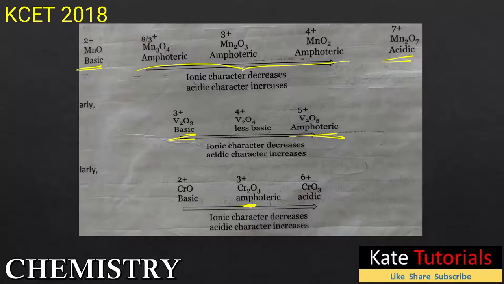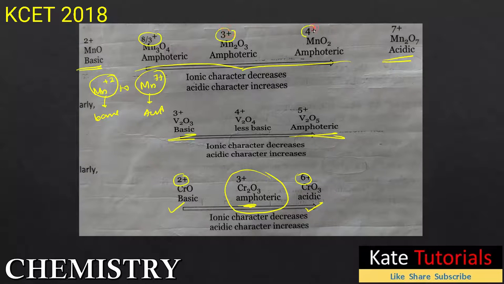So how have I remembered? Chromium's oxidation state goes from +2 to +6. The lower oxidation state, that is +2, will be basic. The higher oxidation state will be acidic. In between, amphoteric. This is how I remembered. Manganese oxidation state starts from +2 to +7. So +2 will be basic, +7 will be acidic. In between, oxidation states like +3 and +4 are amphoteric. So this is how I have made the trick. Similarly, for vanadium, lower oxidation state means basic, and the higher oxidation state here is amphoteric. Only vanadium, if you can remember, put a star mark because it is an exception here.